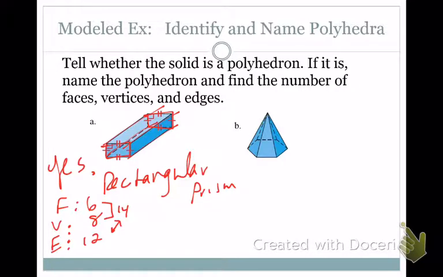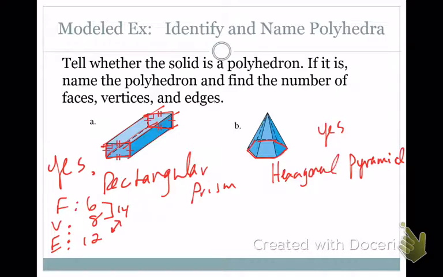Letter B. This is not a prism, it's a pyramid. So it's definitely a polyhedron because all of the faces are polygons. There's a hexagon at the bottom and triangles all the way around. Now it's a pyramid, not a prism, because it comes to a point. And like I said, the base is going to be that side opposite the point. There's 6 sides, so the base is in the shape of a hexagon. So we call this a hexagonal pyramid.